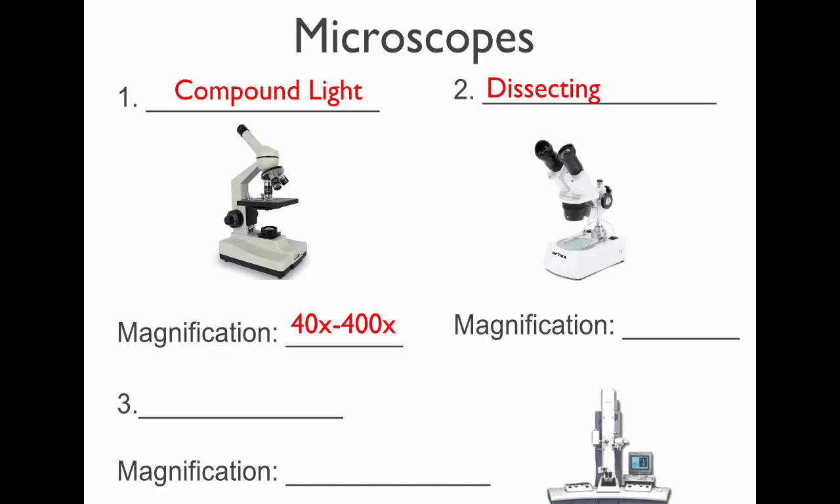what do you notice is a major difference with this microscope versus the other one? Brandon? It has two eye holes. Yeah, it has two eyepieces. And we'll talk about that in a minute, about why that's important or what that allows us to do. Also, the magnification is much lower in this microscope. The purpose of dissecting microscopes is not so much to magnify a lot. They magnify from about 10 times to 40 times.